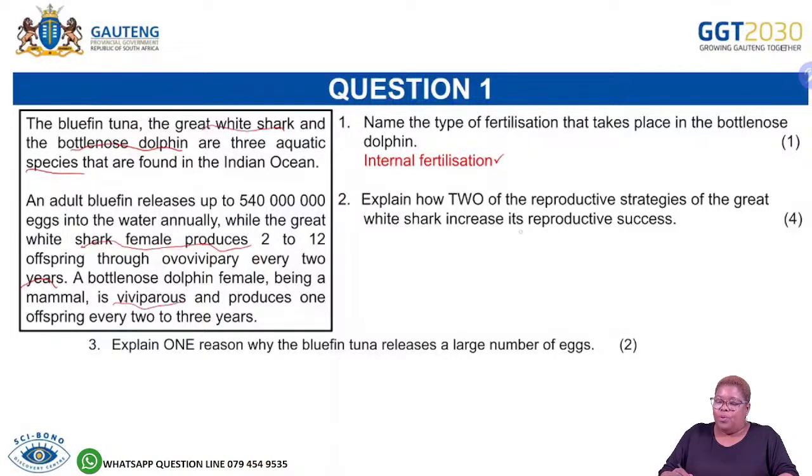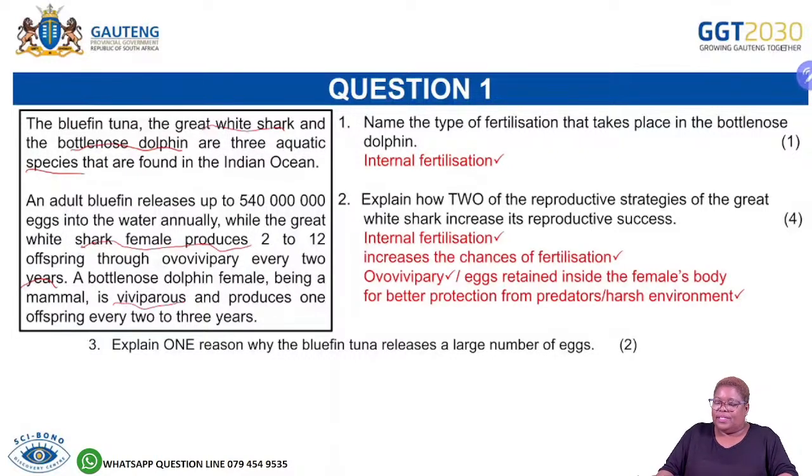Explain how 2 of the reproductive strategies of the great white shark increases the reproductive success. Remember, for reproduction to be a success, we have learned of internal fertilization, external fertilization. How does it happen? Remember, external requires water. We have learned all about that. So if you are to explain how the reproductive strategies of the great white shark increases its reproductive success, what should you say? Internal fertilization, yes.